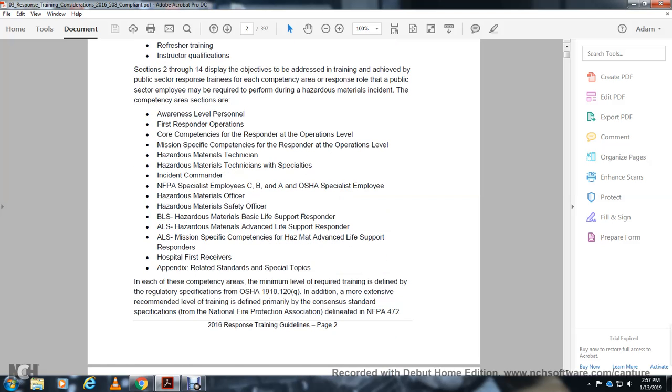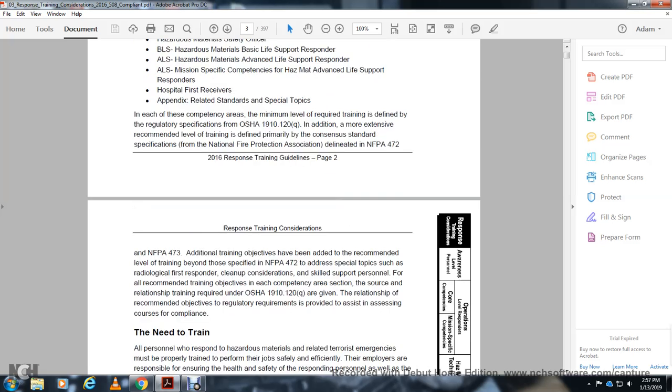In each of the competency areas, the minimum level of required training is defined by the regulatory specification, OSHA standard 1910.120(q). In addition, a more extensive recommendation level is determined primarily by the consensus standard specifications of the National Fire Protection Association, delineated in NFPA 472 and 473. Additional training objectives have been added to the recommended level of training beyond that specified by the National Fire Protection Association 472 to address special topics such as radiological first response, cleanup considerations, and skill support personnel.